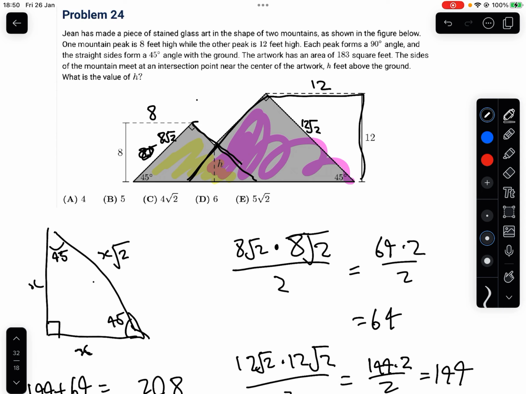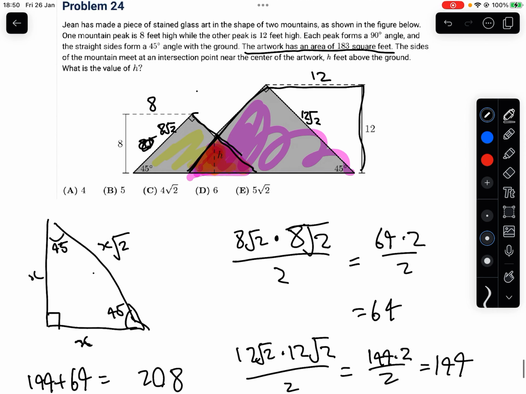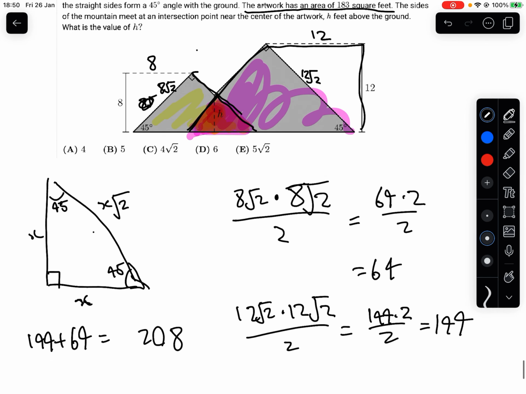But that exceeds what the question told us. It told us the area was 183. So we overcounted, and the part we overcounted is actually this triangle here. You see this triangle? Because it was counted in both of the areas. So then we need to minus the area of that triangle, and it should give us 183.